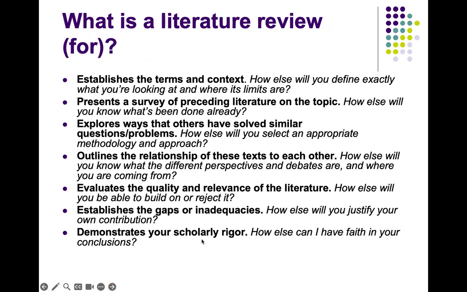So what is a literature review? As I mentioned, you have done the AI-assisted part, but these are the things that we are looking for when you do a literature review: to establish the terms and context, present a survey of preceding literature, explore the way that others have solved similar questions and problems, outline the relationship of these texts to each other, evaluate the quality and relevance, establish the gaps or inadequacy, and demonstrate your scholarly ability. These are all things that should be in your mind before you start to do a literature review.